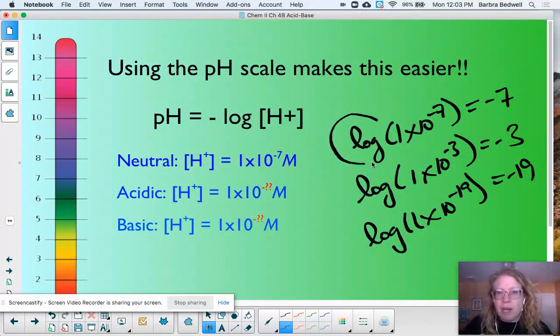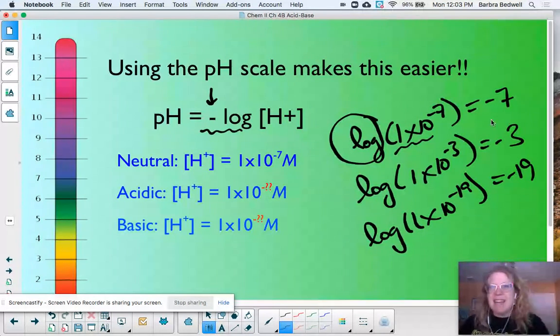This function right here cancels out all of this function, and it outputs the exponent. That's what the log function does. It's kind of cool for us. So what we do is we make a little formula out of it. And see how there's a negative sign here at the front? What that means is I now take this and turn it into a positive value, right? If I do the negative log of 1 times 10 to the minus 7th, then my answer is 7. Or the negative log of 1 times 10 to the minus 3, then my answer is 3.